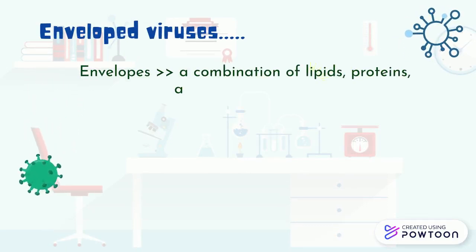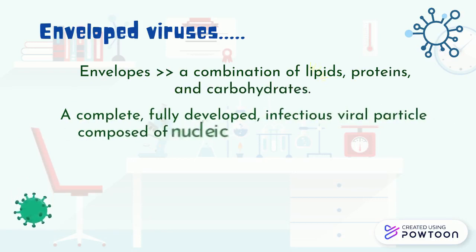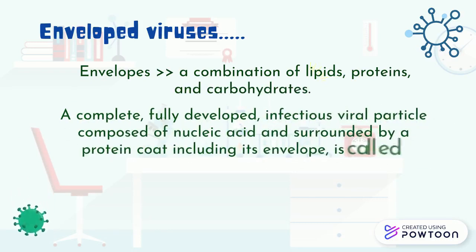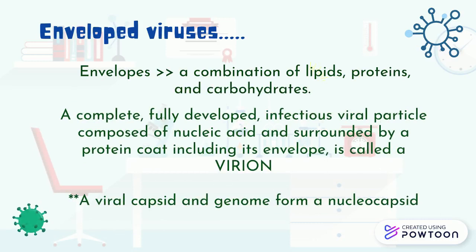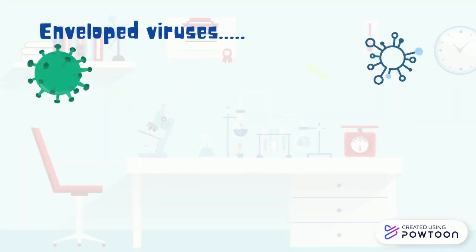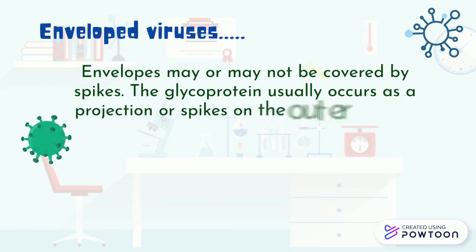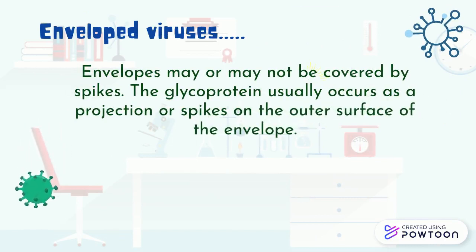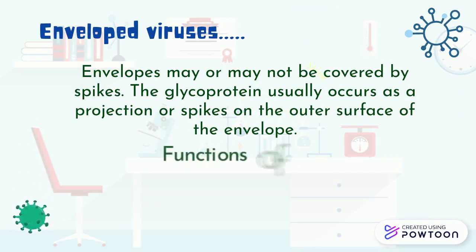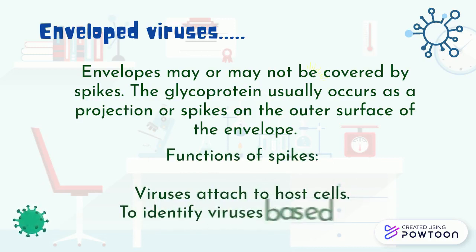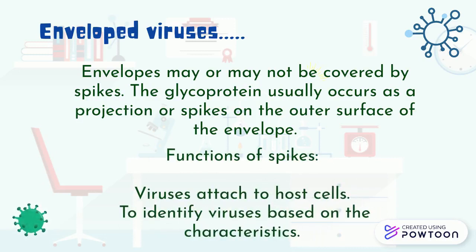A complete, fully developed, infectious viral particle composed of nucleic acid and surrounded by a protein coat, including its envelope, is called a virion. Envelopes may or may not be covered by spikes. The glycoprotein usually occurs as a projection or spikes on the outer surface of the envelope. The spikes have functions like assisting viruses to attach to host cells and to identify viruses based on their characteristics.